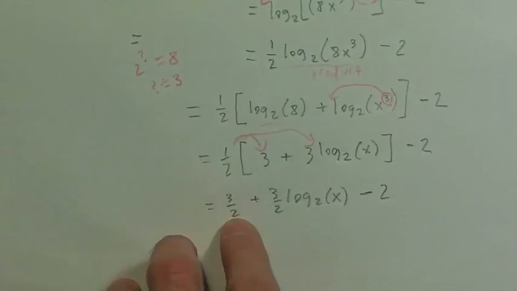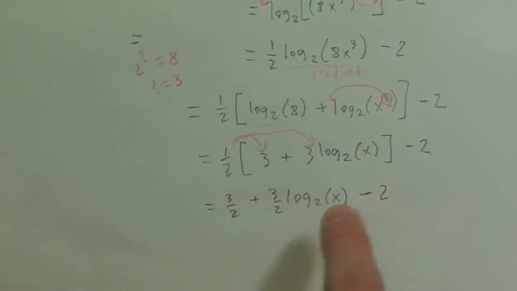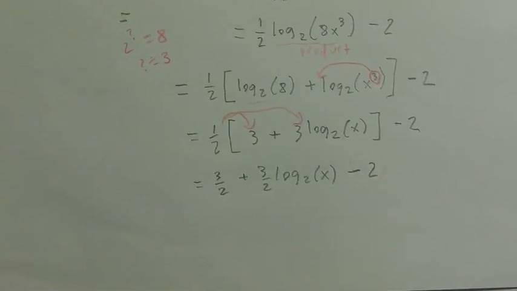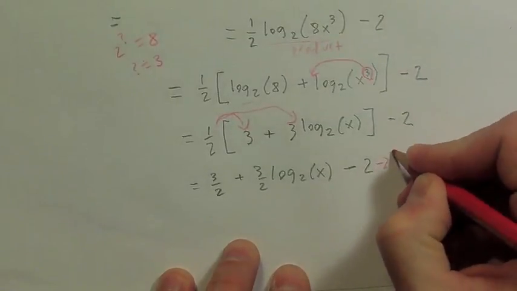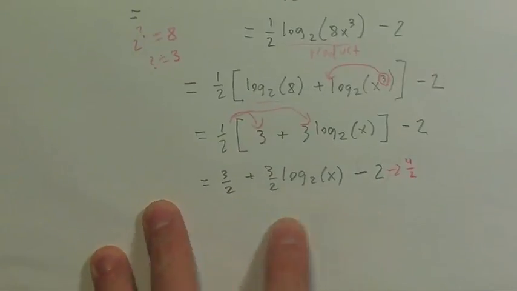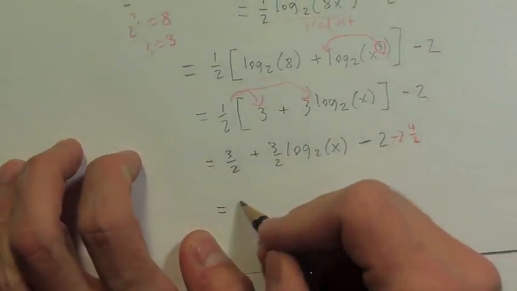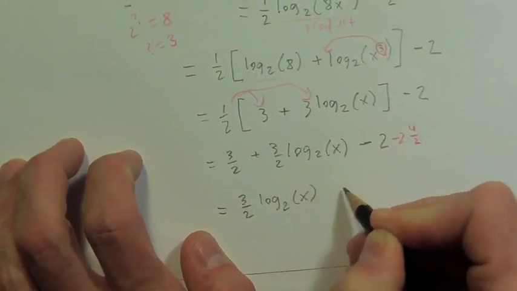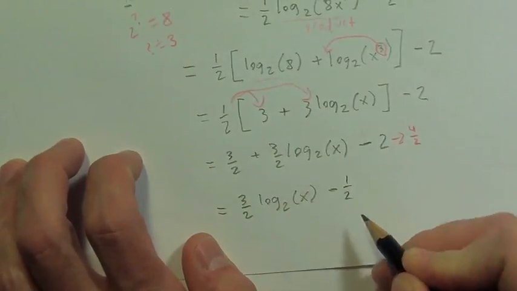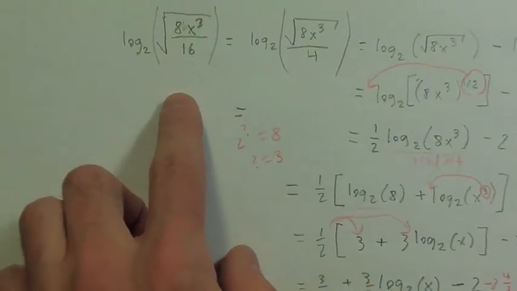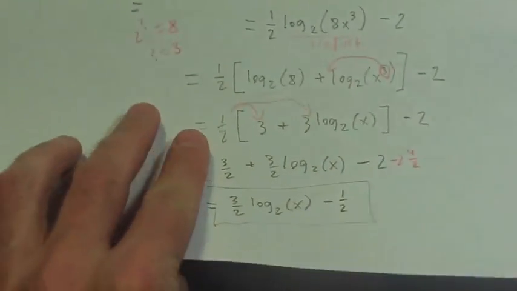Okay. Now 3/2 minus 2, 2 we can rewrite as a fraction as 4/2, right? So this is technically 4/2. So we're taking 3/2 and subtracting 4/2. So what we end up with is 3/2 log base 2 of x minus 1/2. And there we go. We've simplified this monstrosity that we started with down to here.